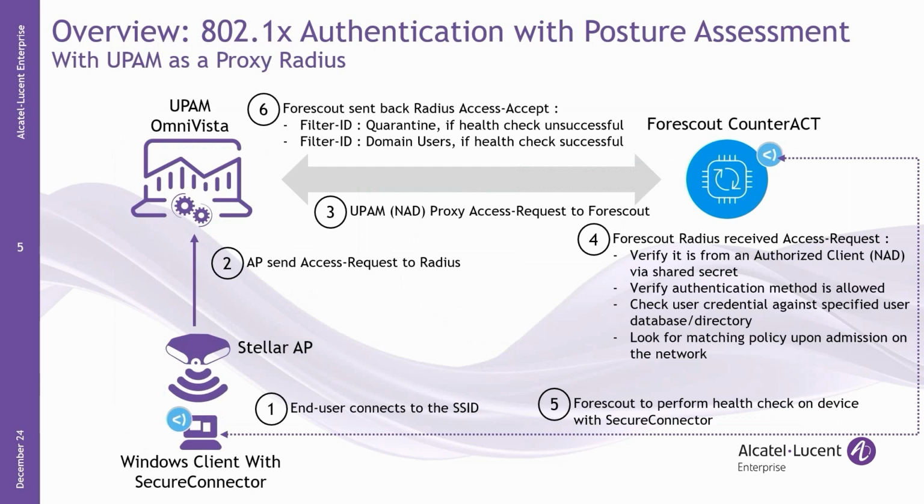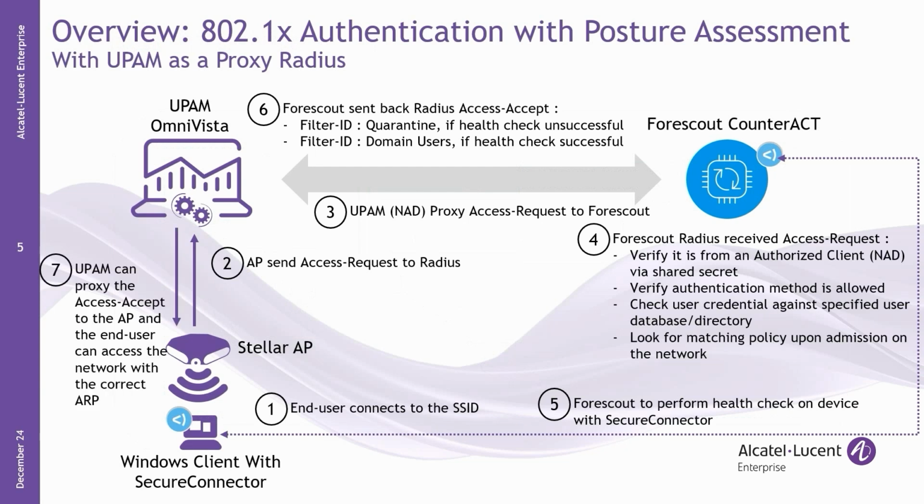If the endpoint passes the posture check, Forescout sends a RADIUS Access-Accept response back to OmniVista with a filter ID value of domain users. If the endpoint fails, Forescout sends an Access-Accept response with a filter ID value of quarantine. OmniVista receives the Access-Accept response and forwards it to the Stellar access point. The API then maps the filter ID to a predefined access role profile, either granting conventional access for compliant devices or quarantining non-compliant ones. Now, let's dive into how we can configure this in our lab environment.